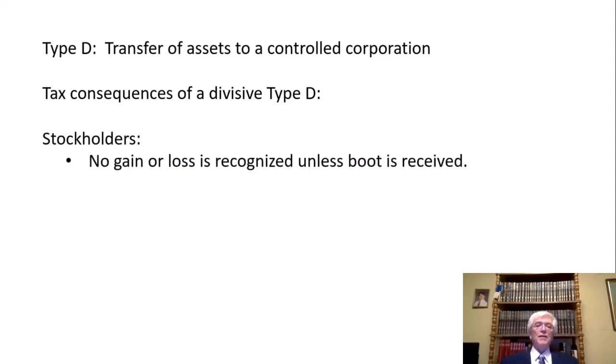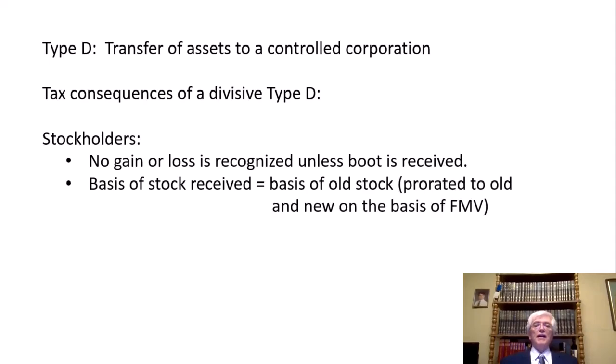For the stockholders, no gain or loss is recognized unless boot is received, and the basis of the stock received is the basis of the old stock. If you do a spin-off like the old AT&T, you have to prorate the basis of the old stock to the original corporation and to the one or more new corporations, and that would be done based on the fair market value of all of those shares.